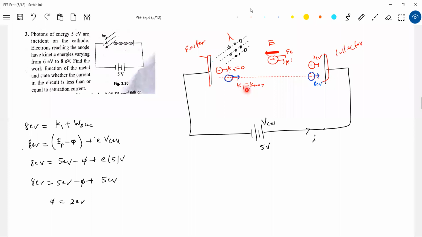Then what is the maximum kinetic energy of the electron? 5 minus how much will be 3 electron volt. 3 plus the work done by the cell, 8 electron volt. This is the maximum kinetic energy.